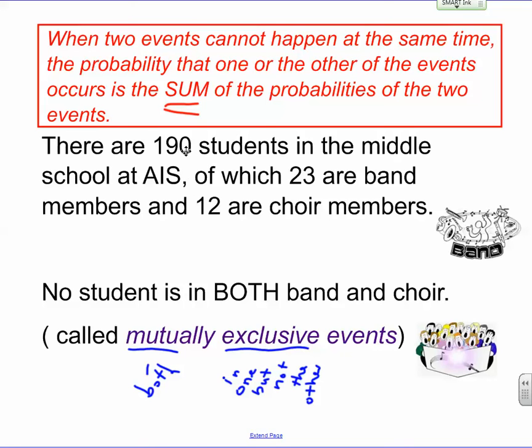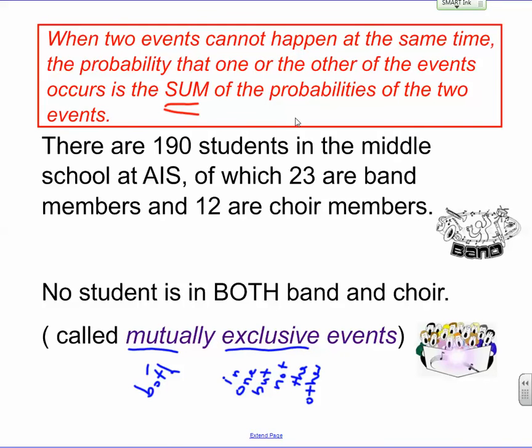So let's say that out of the 190 students in the middle school at AIS, 23 were in band and 12 are in choir. And band and choir are at the same time, so no student is in both band and choir. And the name for that, when no one in band is in choir and no one in choir is in band, if you're in band, you're excluded from being in choir because they're at the same time. And if you're in choir, you're excluded from being in band. That means you cannot be in both. When that's happened, that's called mutually exclusive events. So if I'm in band, I can't be in choir, and if I'm in choir, I can't be in band.